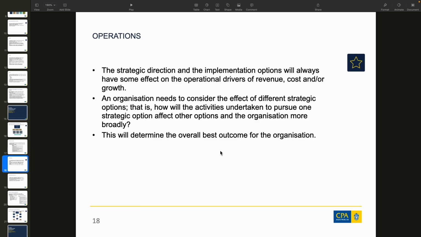Here, when we say operational driver, the direction implementation option will always have some effect on the driver for revenue, cost, and growth. So whatever you do affects your revenue, cost, and growth. A good example is whatever they are doing in America, right? Okay, the cost is very high.